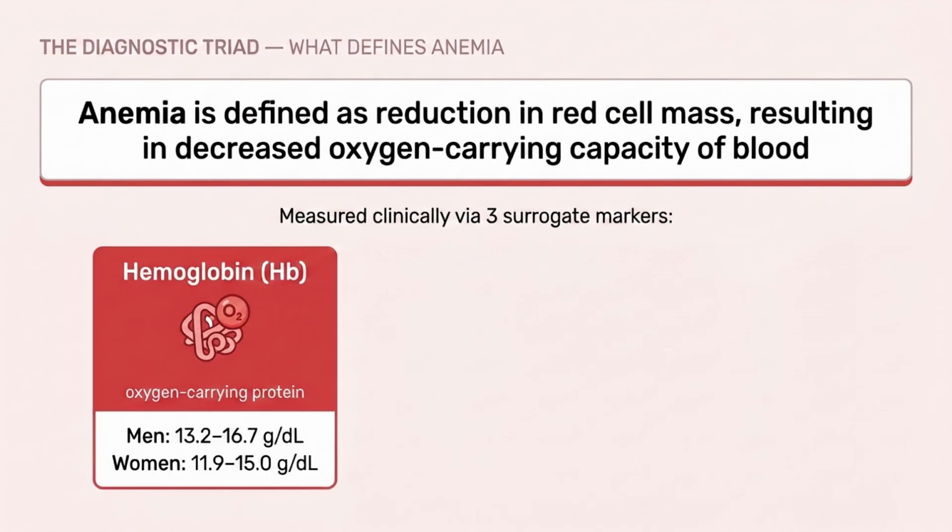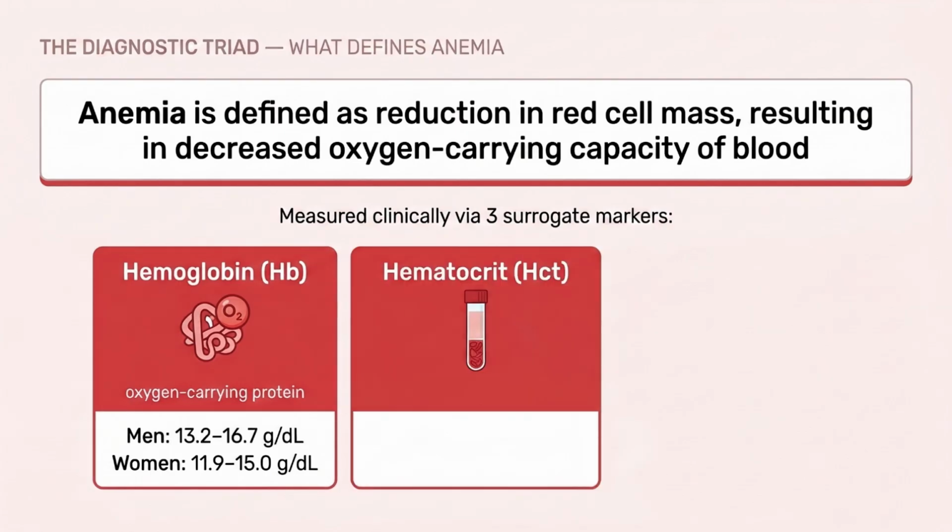First is hemoglobin. Hemoglobin is actually the oxygen carrying protein inside our red blood cells. In men, the normal hemoglobin is approximately 13.2 to 16.7 grams per deciliter. And in women, it's around 11.9 to 15 grams per deciliter. So, if this value is reduced, we start thinking about anemia.